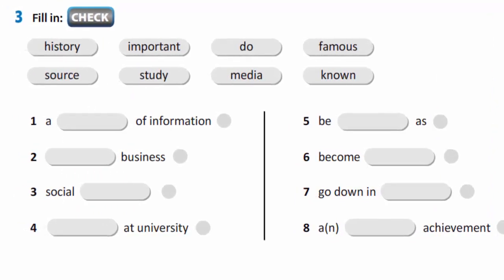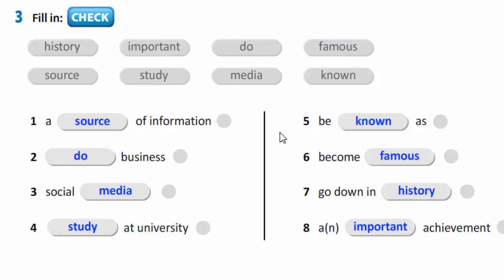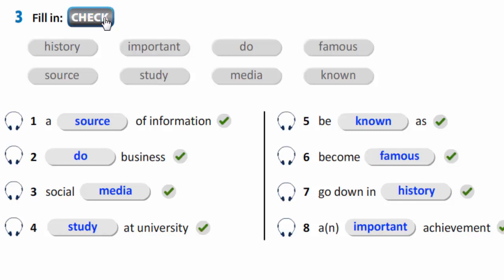Exercise 3. You are to fill in history, important, do, famous, source, study, media, known. Let's check, listen, and repeat. A source of information. Do business. Social media. Study at university. Be known as. Become famous. Go down in history. An important achievement.